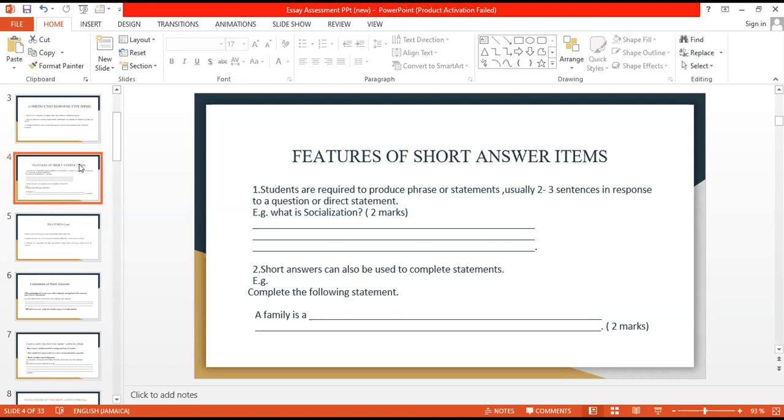Everybody with me? Yes, miss. Yes, yes. You can't just say, what is socialization? You have to specify how long you want the response to be so that the student understands when to stop. All right. The other one that I wanted to point out is the completion type now, where the statement is started for you, and you have to finish the statement.